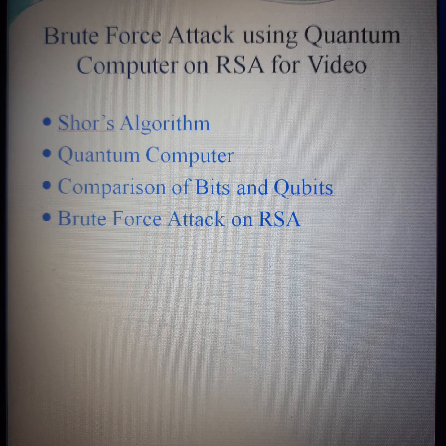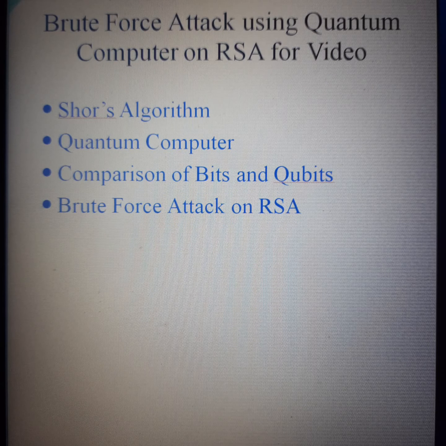Okay, so a brute force attack using quantum computer on RSA. The vulnerability of RSA was that it was insecure against a brute force attack by a quantum computer using Shor's algorithm. And what is a bit and a qubit? A normal computer has a bit in the form of 0 and 1. On the other hand, a quantum computer has 3 states, 0, 1 and the superposition state. If you compare 2 to the power n with 3 to the power n, this is the reason why a quantum computer is more powerful than an ordinary computer.